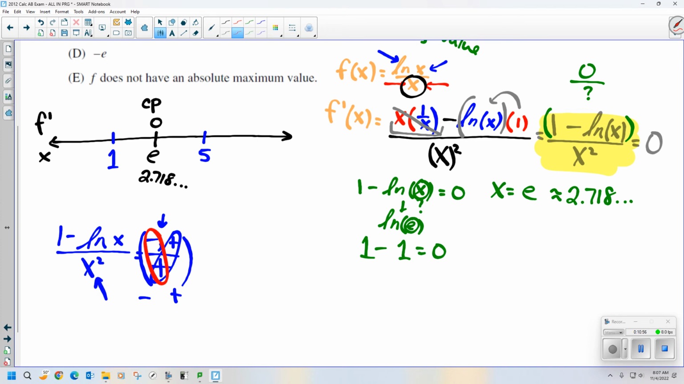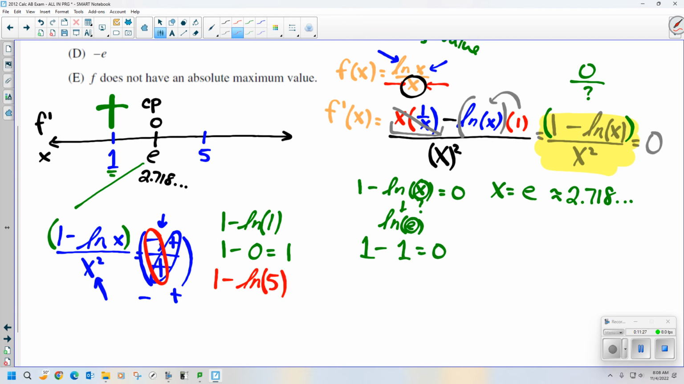So I only need to see the sign of this. I'm going to start with x equals 1. 1 minus the Ln of 1. You should know your rules that the Ln of 1 is actually 0. That's a positive value. So this side is positive. It's increasing up my graph to my critical point. Let's try 5. 1 minus the Ln of 5.